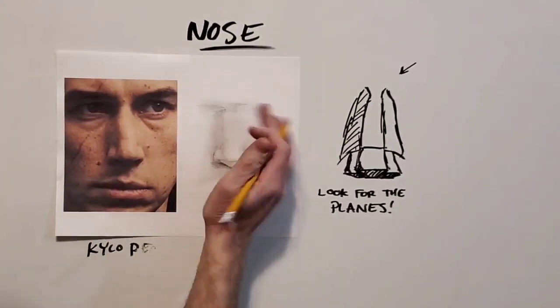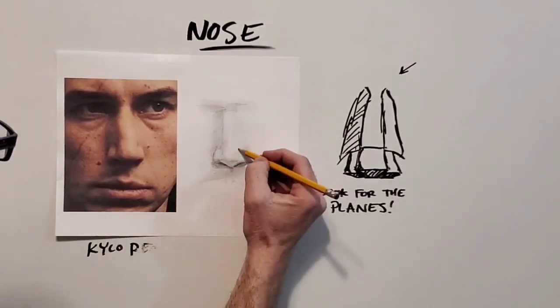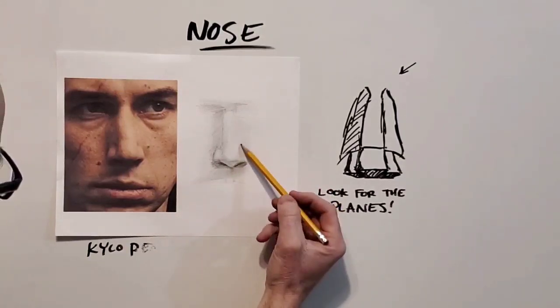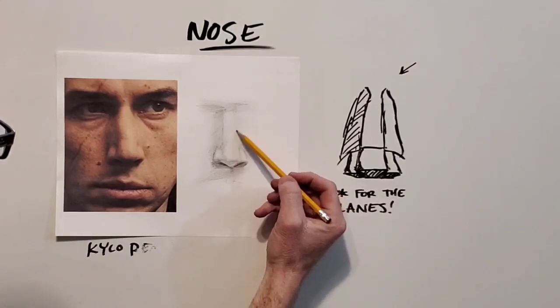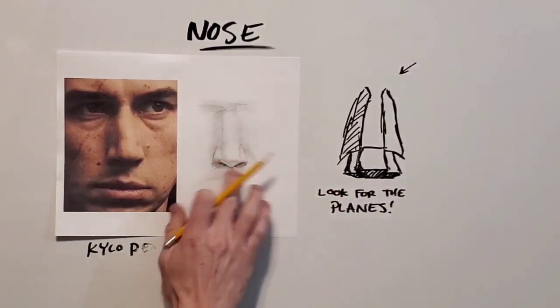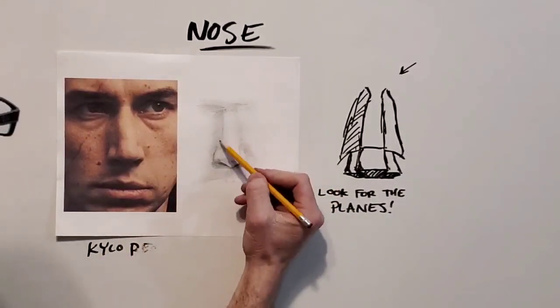And it all has to do with that underlying structure, understanding the bridge of the nose and how it sticks out from the face, and how the nostrils wrap around. All of that goes into the shading of it, and the shading is the key to making your nose look as realistic as you can get it.